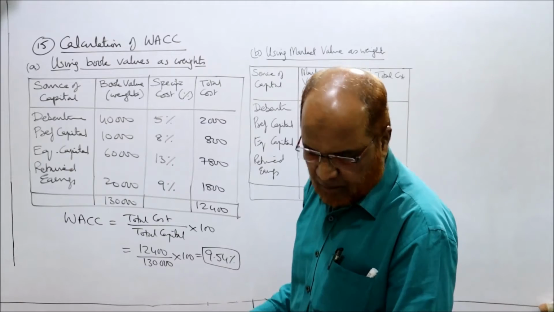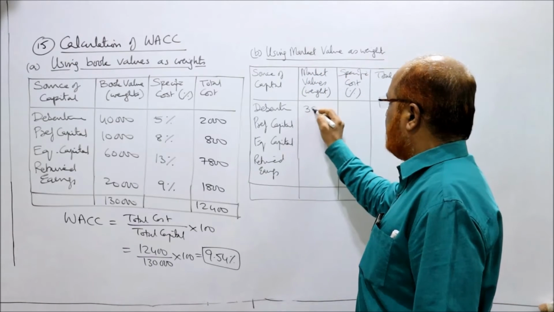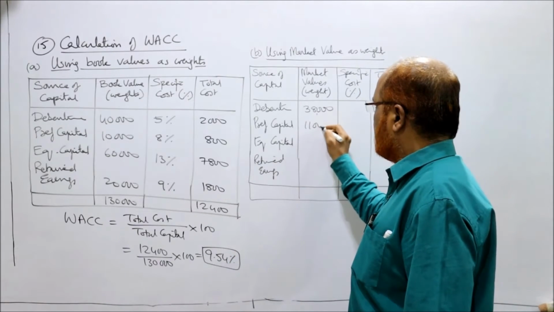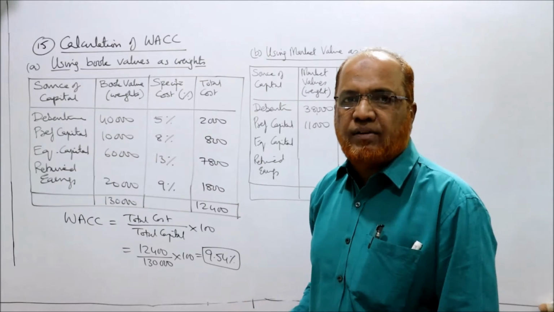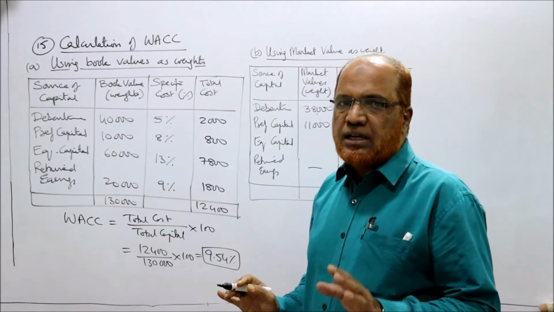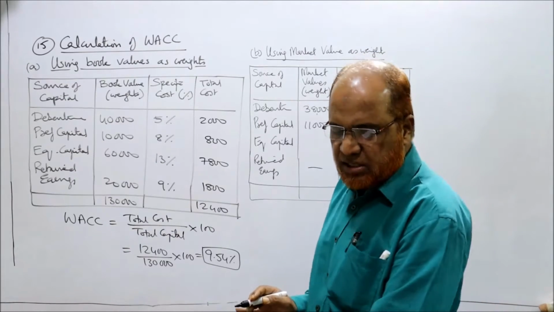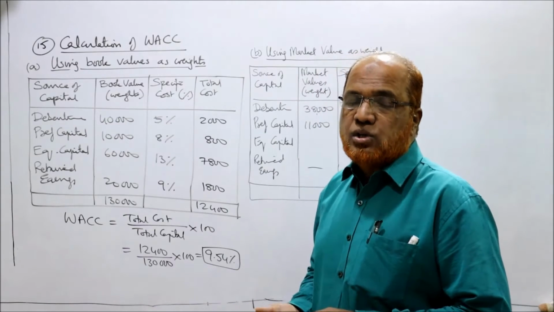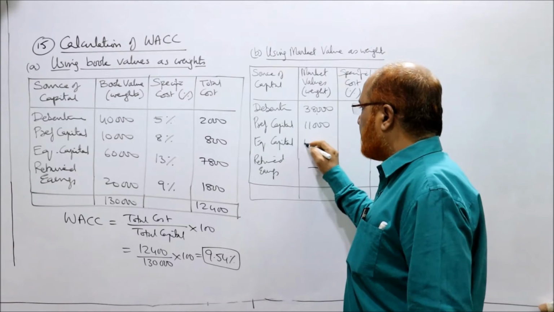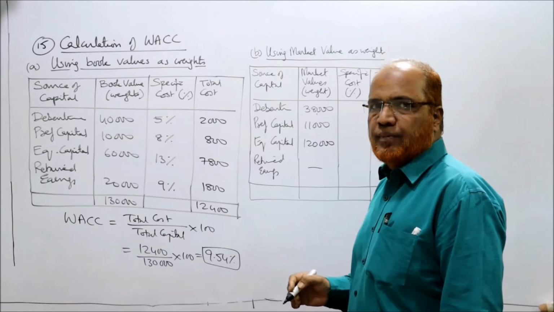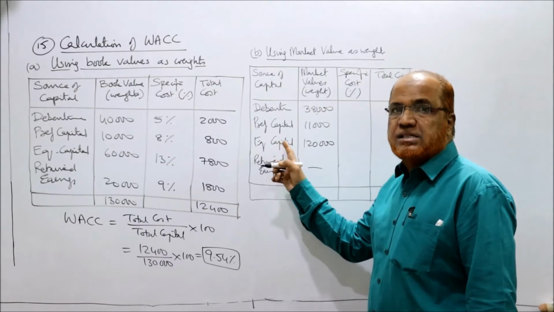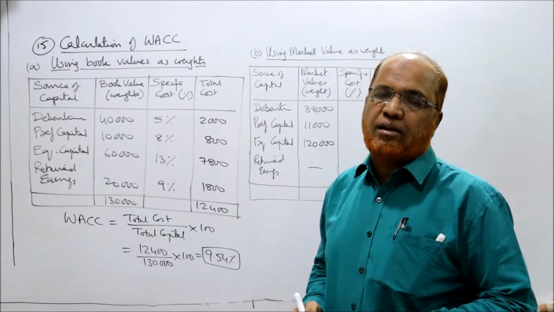Now, the market values given in the problem are 38,000 for debentures, preference capital 11,000, and equity capital is given 1,20,000, whereas retained earning market value is nil. Remember, there will be no market value for retained earnings because it is not external, it is internal. So market value will be there only for equity capital. It is given in the problem, equity capital market value as 1,20,000, and nothing is given in retained earning. Actually market value represents both equity capital and retained earning.